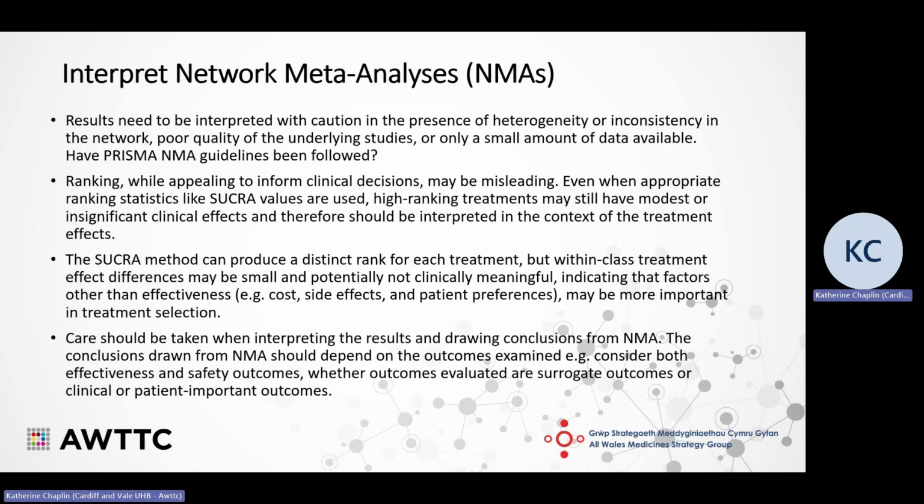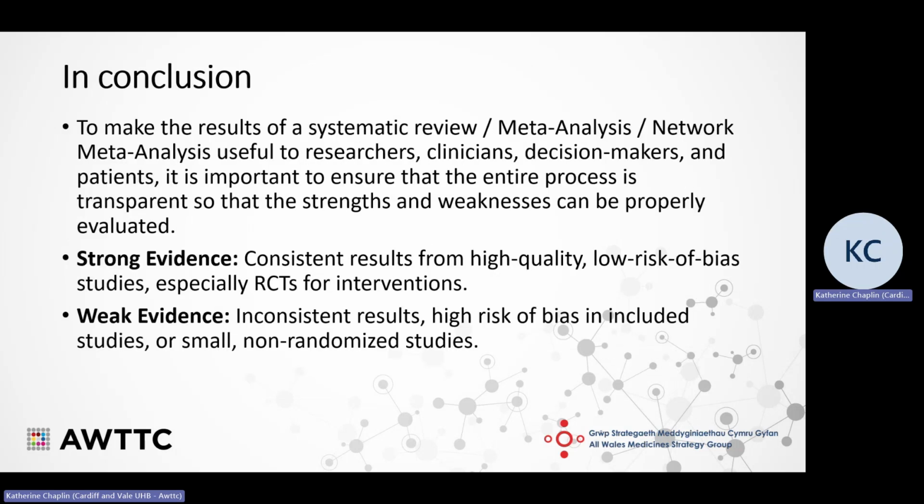In conclusion, to make the results of a systematic review, meta-analysis and network meta-analysis useful to researchers, clinicians, decision-makers, and patients, it is important to ensure that the entire process is transparent so that the strengths and weaknesses can be properly evaluated. Some indicators of strong evidence may be consistent results from high-quality, low risk of bias studies, especially RCTs for interventions. Indicators of weak evidence may be inconsistent results or high risk of bias in included studies or small non-randomized studies.